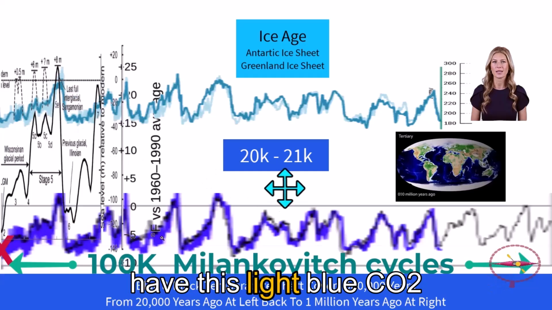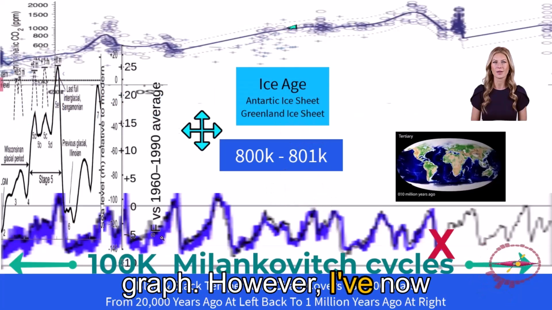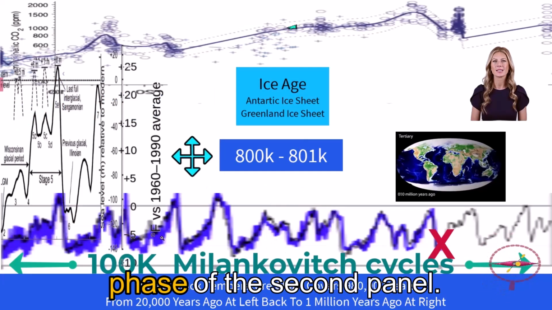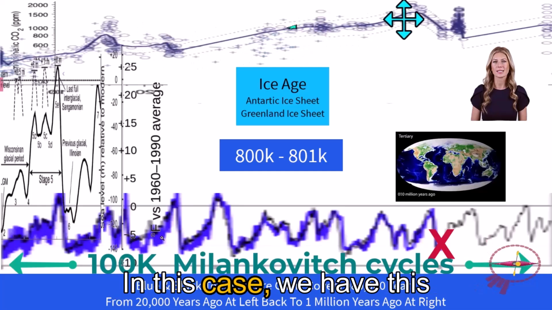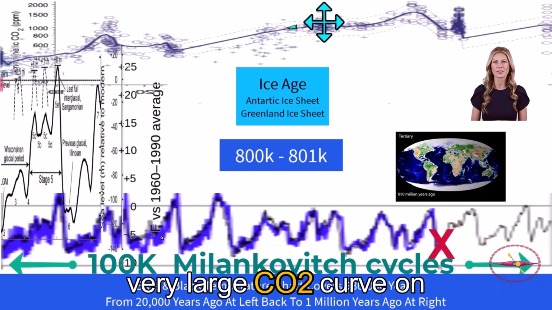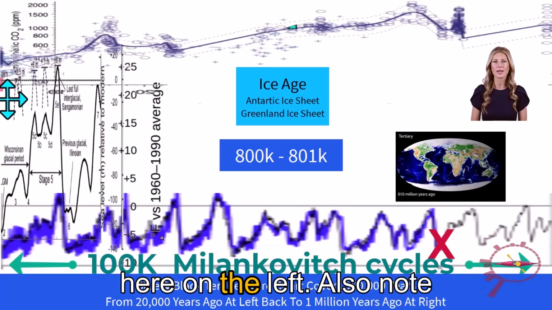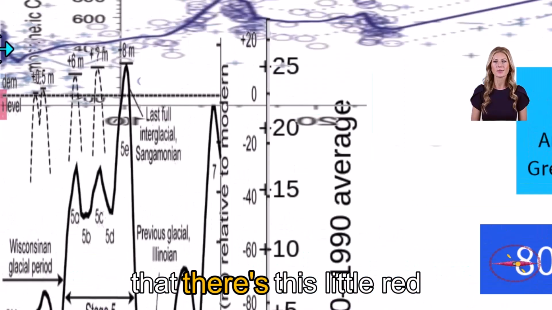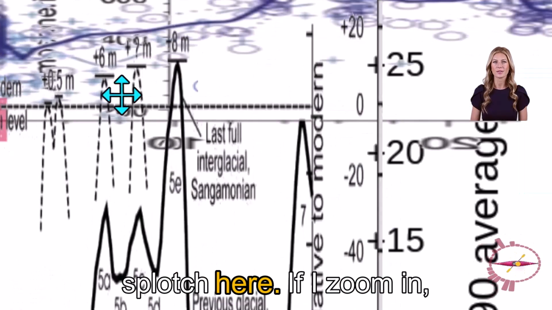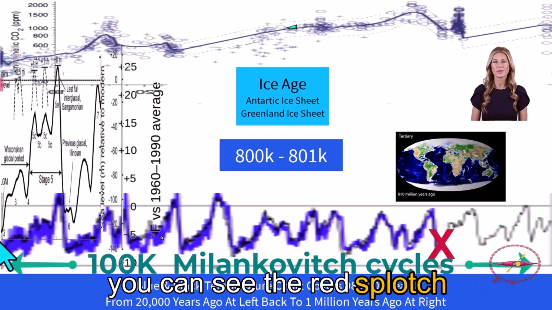That's because we have this light blue CO2 graph. However, I've now advanced to the second phase of the second panel. In this case, we have this very large CO2 curve on the top here. Note that it has a different scale up here on the left. Also note that there's this little red splotch here. If I zoom in, you can see the red splotch there.